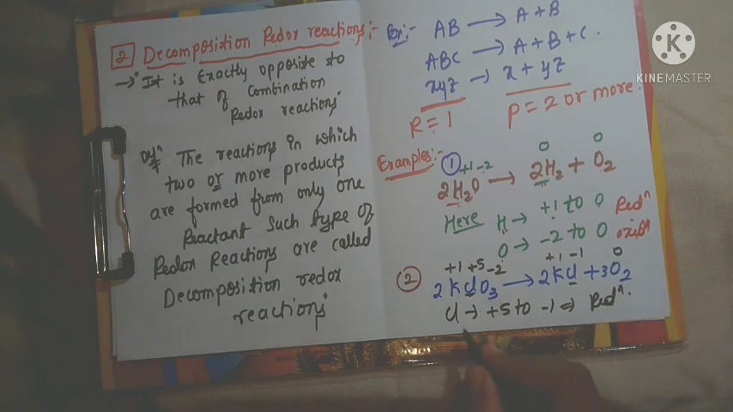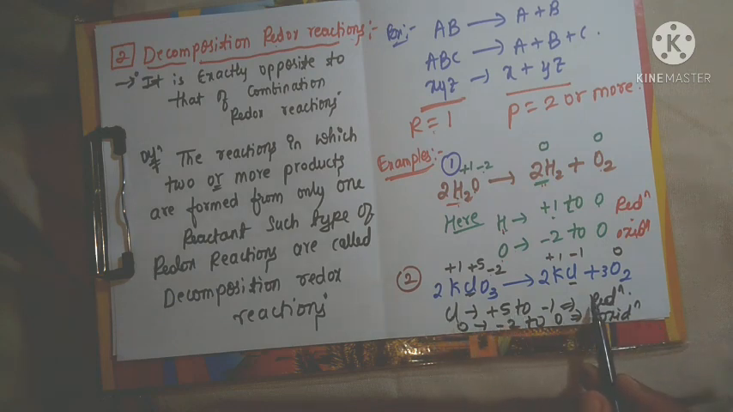Whereas oxygen oxidation number changes from -2, in the reactant, what is oxidation number of oxygen? -2. It changes to 0. In the product, what is oxidation number of oxygen? 0. Means oxygen oxidation number changes from -2 to 0. -2 to 0 means it is increasing. Therefore, it is called as what? Oxidation.